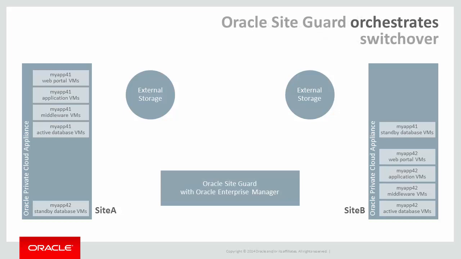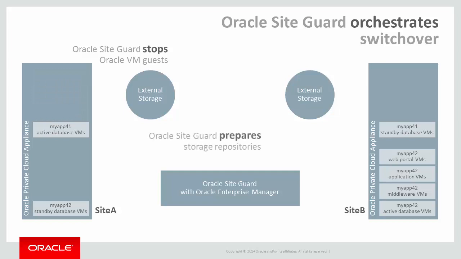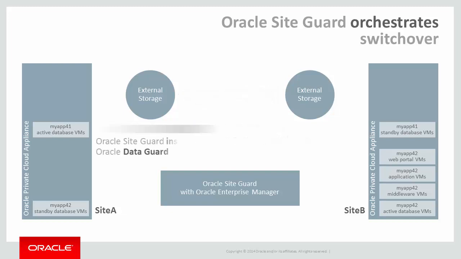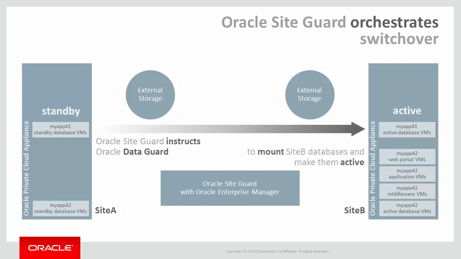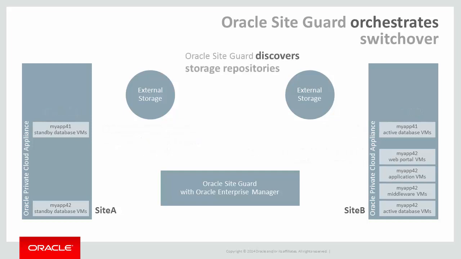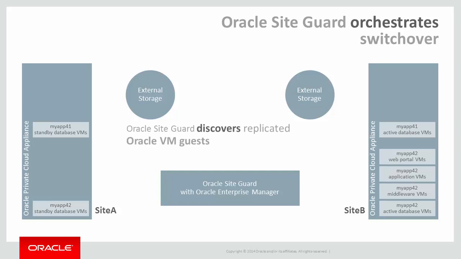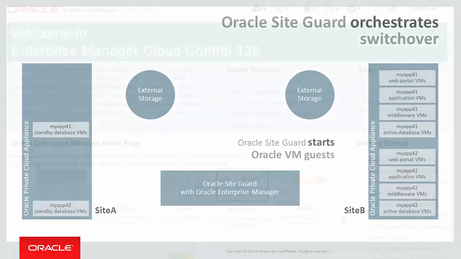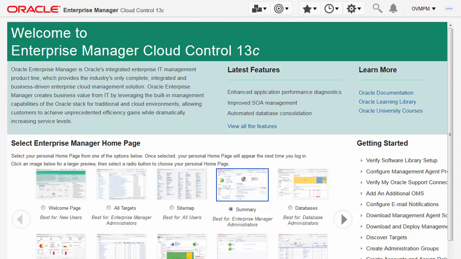In a moment, we'll see Oracle SiteGuard instruct Oracle VM, Oracle DataGuard, and our external ZFS appliances to automatically perform the following steps with the push of a single button. Stop all Oracle VM guests belonging to MyApp 41 in any order you choose. Release ownership of all storage repositories belonging to the business system. Initiate a final data sync between the two data centers. Change the direction of the replication data flow, since Site B will now be the primary site for MyApp 41. Instruct Oracle DataGuard to make the Site B database active and Site A standby. Discover and take ownership of the Site A repositories at Site B. And start all the Oracle VM guests in any order you choose. Oracle SiteGuard will perform all of these steps and more with the push of a single button.